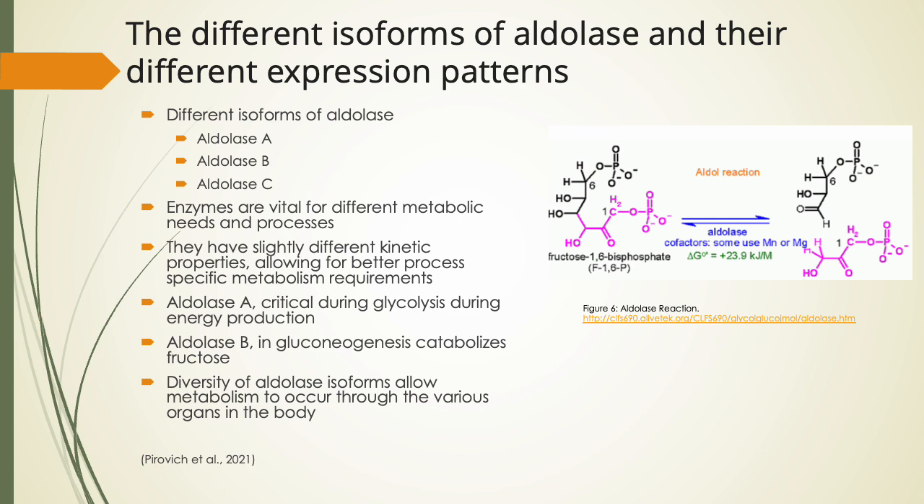Aldolase A is critical during glycolysis and in energy production. It is located mainly in muscles and red blood cells. During gluconeogenesis, aldolase B catabolizes fructose. Aldolase B is found primarily in the liver and kidneys. In the regulation of cellular energy metabolism, the diversity of aldolase isoforms allows metabolism to occur through the various organs in the body.